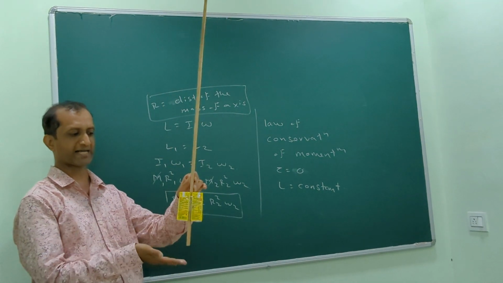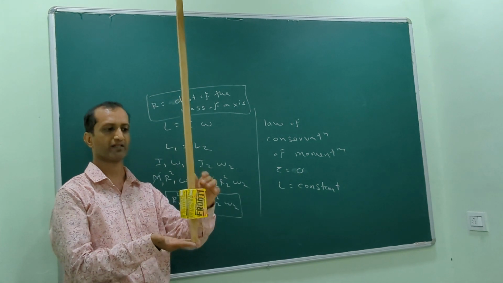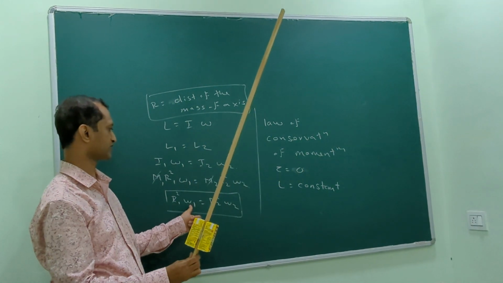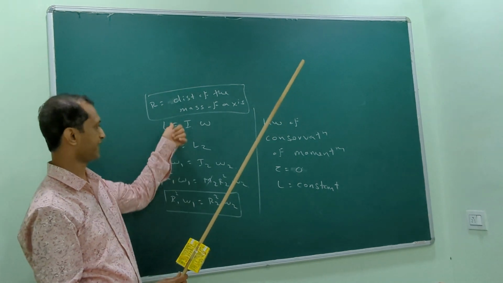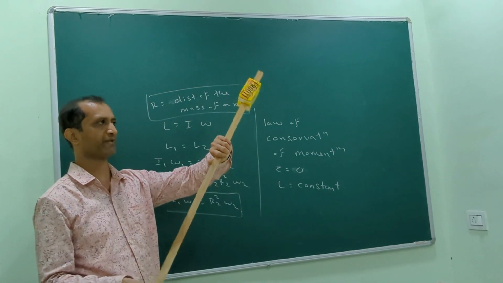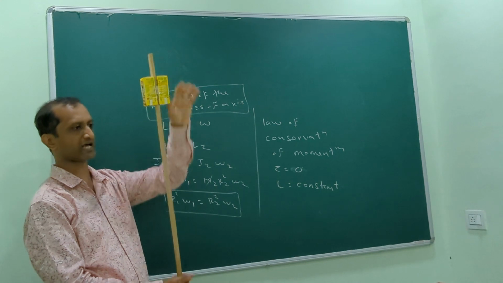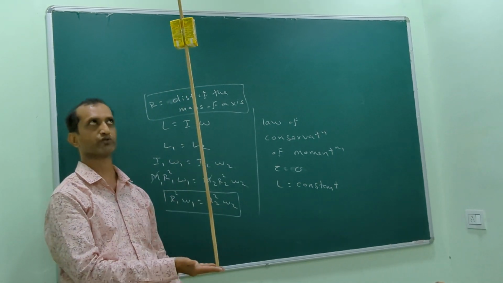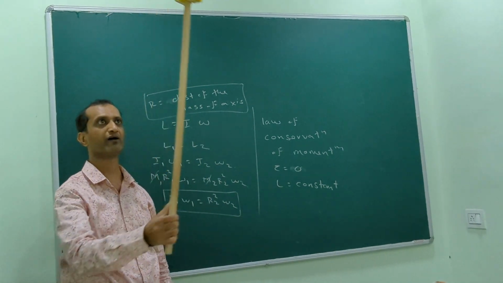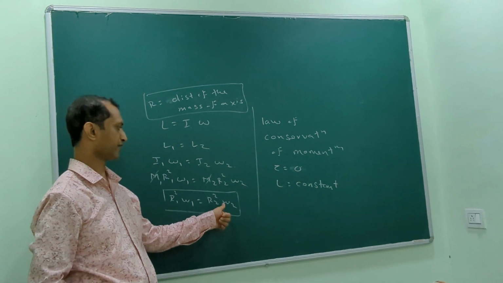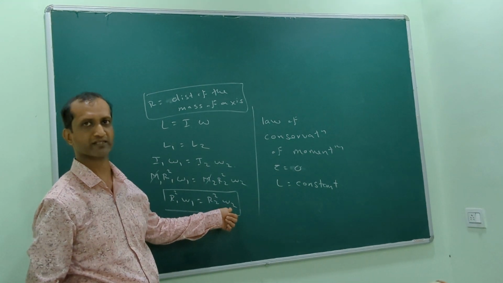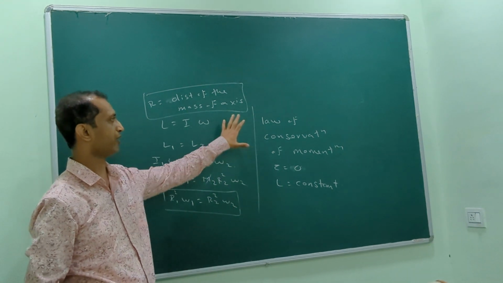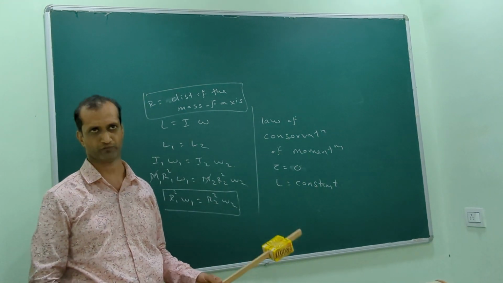So my mass is down, what is happening? The angular velocity is increasing because the distance of the mass has been reduced. The moment I flip it over, now my mass is away from the axis of rotation, so it is going to be what? Because the distance is more, the angular velocity is less. So hence my law of conservation of momentum is proved. Thank you.